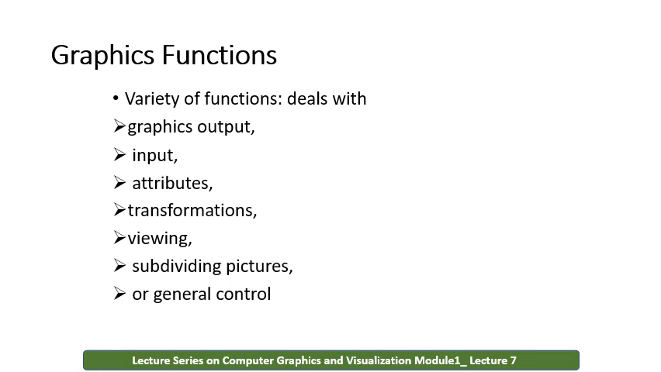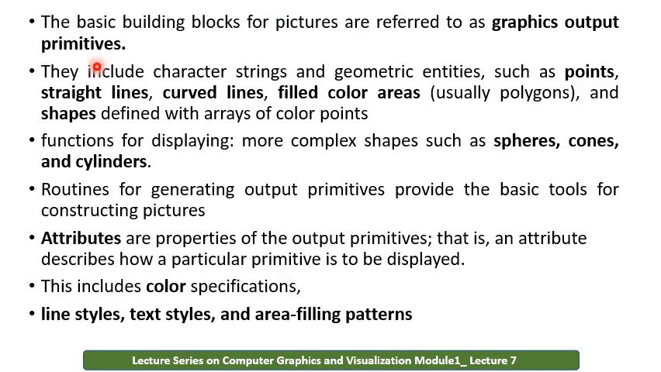The basic building blocks of a picture are referred to as graphics output primitives, and these include character strings and geometric entities such as points, straight lines, curved lines, and filled color areas. Usually these are polygons and other shapes with arrays of color points. And there are some functions for displaying complex shapes such as spheres, cones and cylinders.